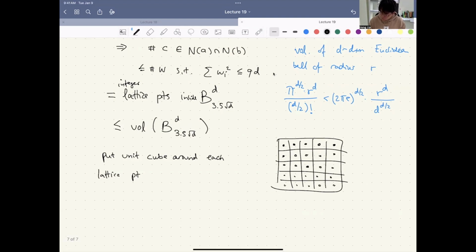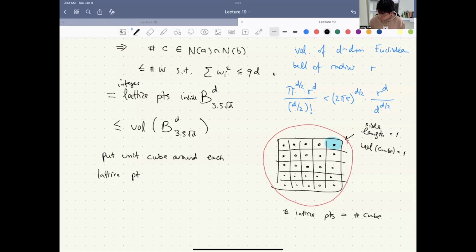Each cube is a 1 by 1 by 1 cube, side length equal to 1. What's the volume? The volume of each cube is also equal to 1, right? So you just need to make sure we use a ball to include all these cubes. So the number of integer lattice points equals the number of cubes.